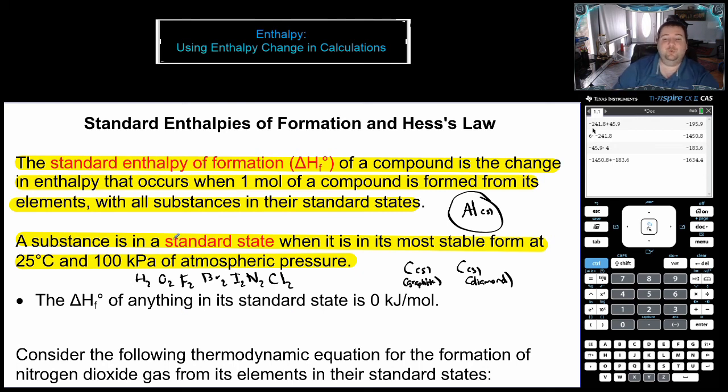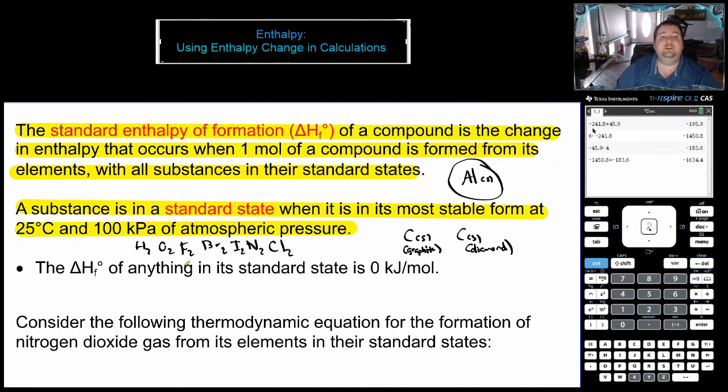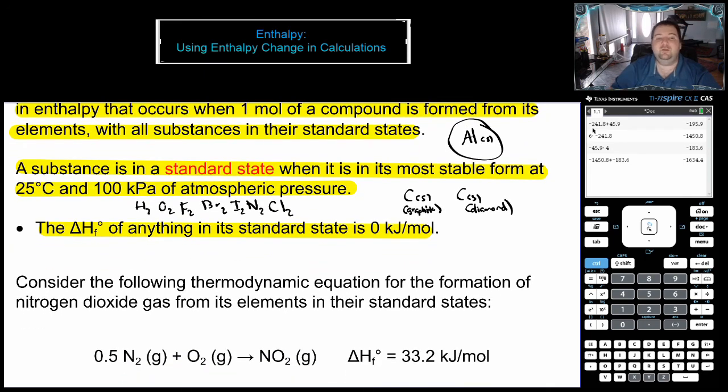Let's talk about why that's important. We're going to be using standard states to determine the enthalpy of formation of a compound. Anything that's in its standard state has an enthalpy of formation of 0 kilojoules per mole, meaning it's not going to require any energy to get in that form. That's its most stable form. For all the other stuff, you're going to need energy above and beyond the energy required to make a stable compound to form that new compound.